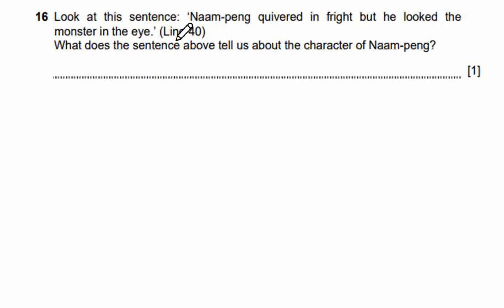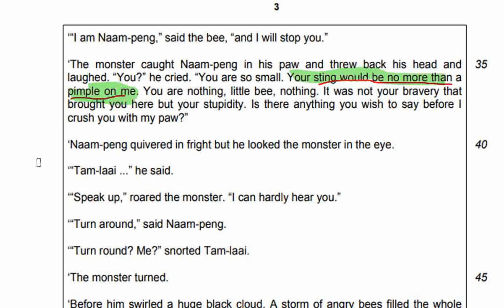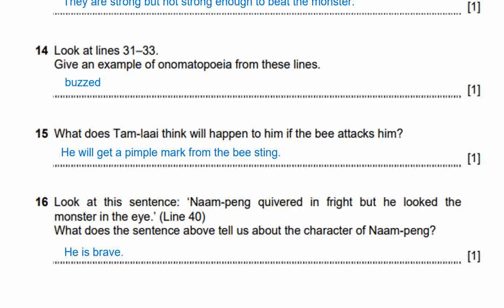Look at this sentence. Nampang quivered in fright, but he looked the monster in the eye. Line 40. What does this sentence above tell us about the character of Nampang? So let's check line 40. Here we go. Nampang quivered in fright, but he looked at the monster in the eye. So even though he was trembling, Nampang looked the monster in the eye. So he dared to look the monster in the eye. It shows that Nampang is brave. So let's type that down. So he is brave.